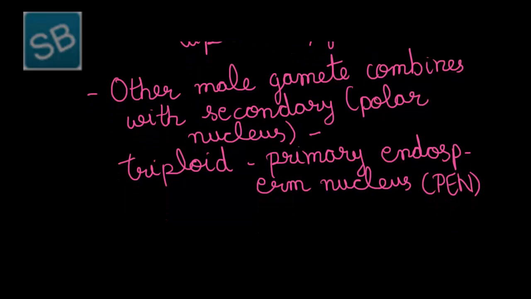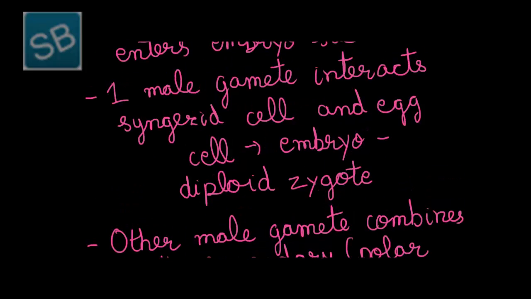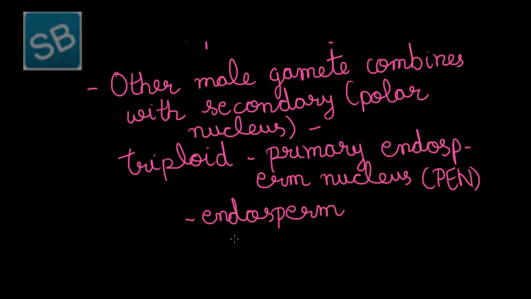Thus, the two male gametes combine, each with an egg cell and a secondary nucleus. The one male gamete that combines with the secondary nucleus results in the formation of endosperm, which is a part of post-fertilization event. Thus, the combination of male gamete and egg cell forms a diploid zygote and embryo, and that with the secondary nucleus forms endosperm, that is the triploid structure, primary endosperm nucleus.